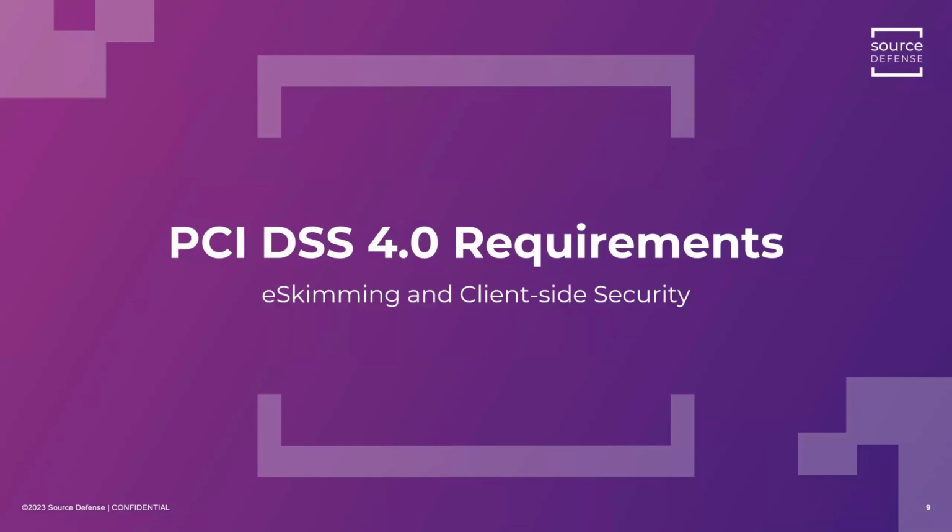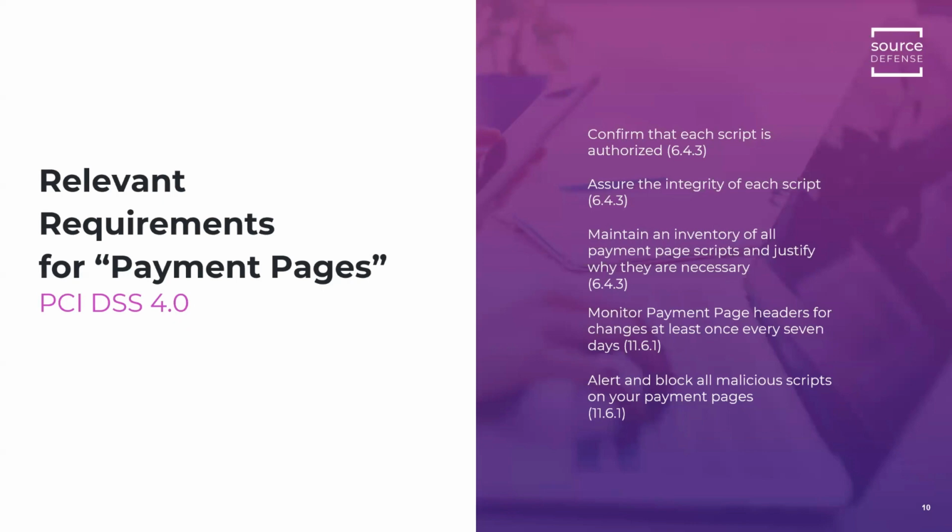The specific requirements in DSS 4 are requirements number 6.4.3 and 11.6.1. If we delve specifically into them, I usually summarize this as there are four things. There are four verbs that someone needs to do to be in compliance with these particular requirements. For payment page scripts, and I'm going to read these out of order, I apologize, it's just how I think of it, you need to have an inventory of all of your payment page scripts. You must have a written justification and authorization for each of those payment page scripts. You need to have a mechanism to verify the integrity of each script.